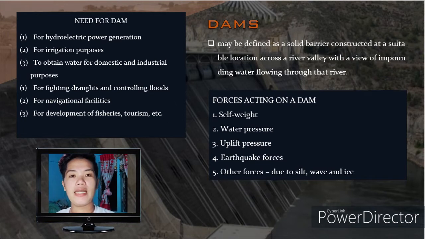Dams may be defined as a solid barrier constructed at a suitable location across a river valley with a view of impounding water flowing through that river. The needs for a dam involve hydroelectric power generation, irrigation purposes, obtaining water for domestic and industrial purposes, fighting droughts and controlling floods, navigational facilities, and the development of fisheries, tourism, and many more.